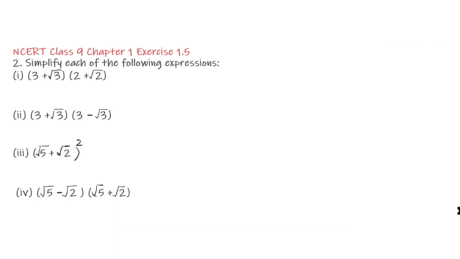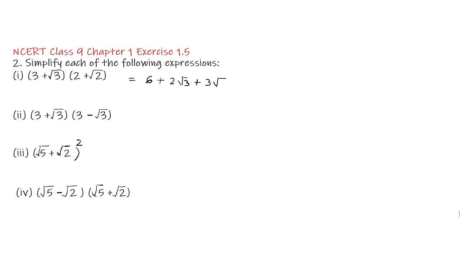In the first bracket 3 plus root 3, into, in the second bracket, 2 plus root 2. We solve it like this. We multiply 2 of the second bracket with 3 of the first bracket. This gives us 2 multiplied by 3 equal to 6. Plus again we multiply 2 of the second bracket with root 3 of the first bracket. This gives us 2 root 3 plus we multiply root 2 of the second bracket with 3 of the first bracket.